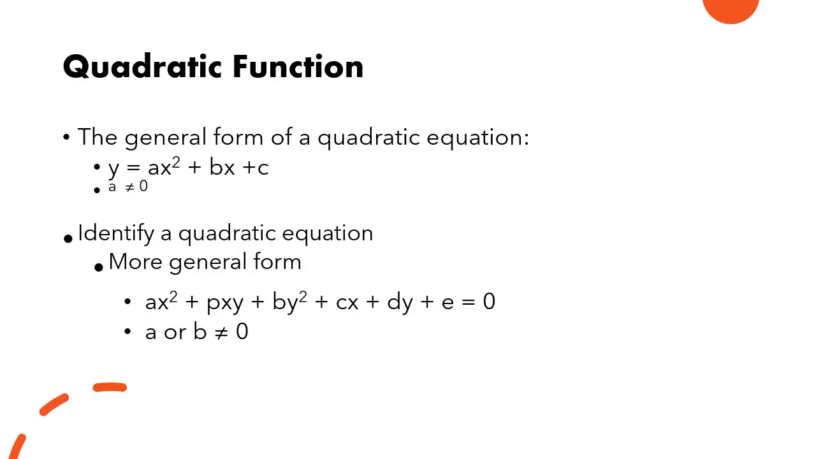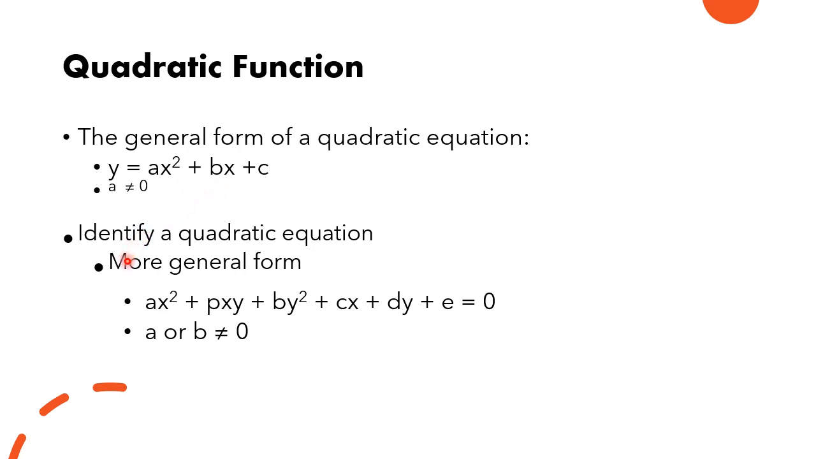This is the general form of a quadratic equation: y equals ax squared plus bx plus c. Now quadratic function is symbolized by x squared here, where the independent variable has the highest exponent of 2, and therefore a should not be equal to 0. If it is equal to 0, then it becomes a linear function.